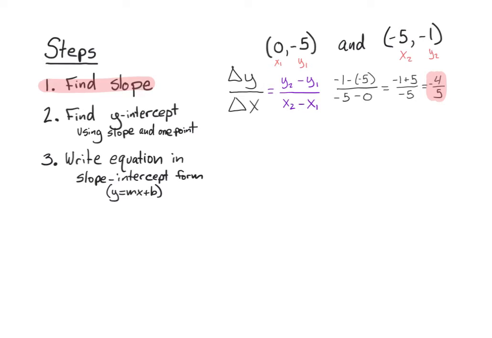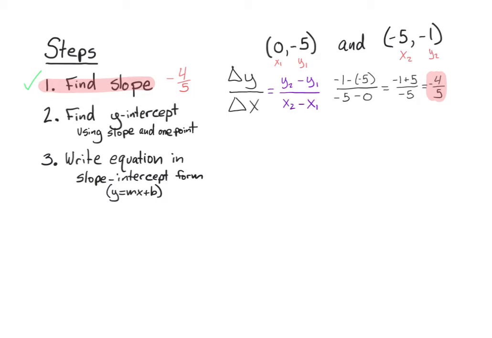Note that even though my -5 originally came from the denominator, since there's only going to be one negative sign in my final fraction, the whole thing is negative, and so I just associate the negative with the fraction rather than with the numerator or denominator. Okay, so we've completed step 1. We found our slope, and it is -4/5.